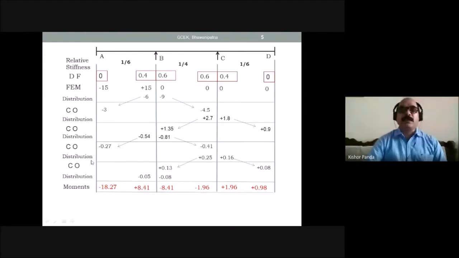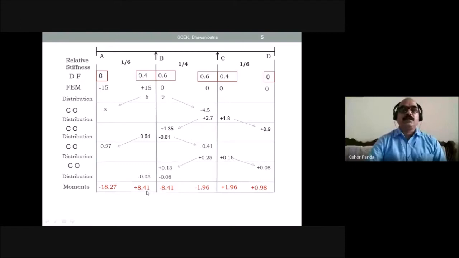So draw one line and take the sum of the moments here. Add up all the moments in the corresponding columns. So this is the final moment. For non-sway analysis, minus 15, minus 3, minus 0.27, so the total is minus 18.27. And here plus 15, minus 6, minus 0.54, minus 0.05, plus 8.41. And here minus 9, plus 1.35, minus 0.81, plus 0.13, minus 0.08, minus 8.41.